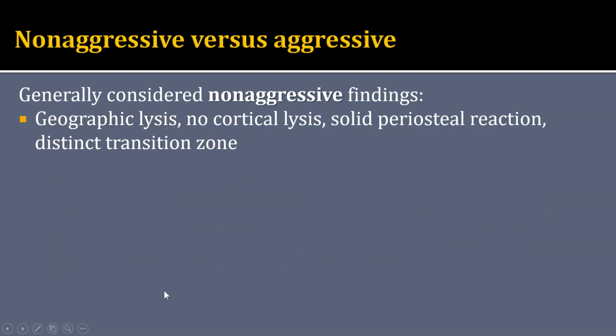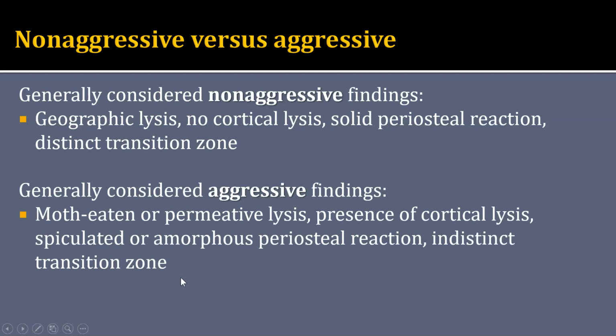Let's start with a review from our presentation on osseous alterations, and let's reconsider how to tell non-aggressive versus aggressive lesions of bone. If you recall, generally considered non-aggressive findings include geographic patterns of lysis, no lysis of the cortex, a solid periosteal reaction, and a distinct or short transition zone. Whereas generally considered aggressive findings in bone include the moth-eaten or permeative patterns of lysis, the presence of lysis of the cortex, the spiculated or amorphous periosteal reactions, and an indistinct or long transition zone.